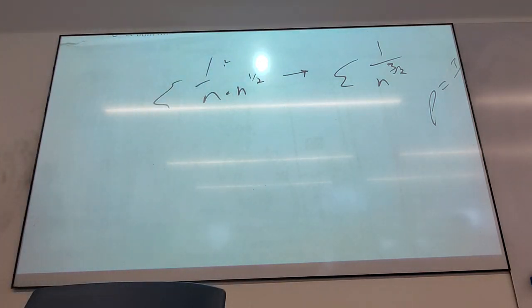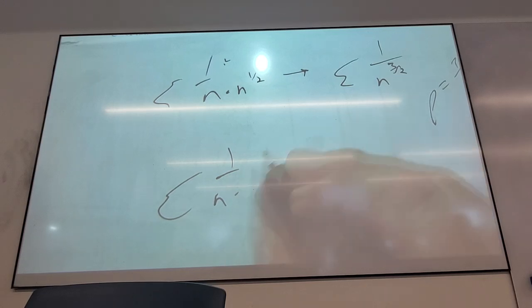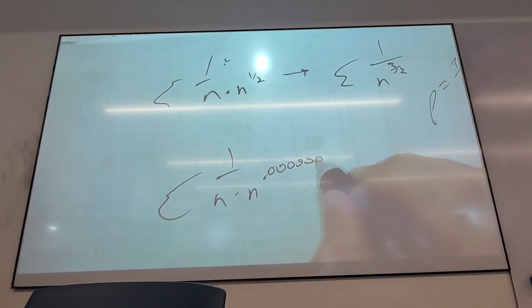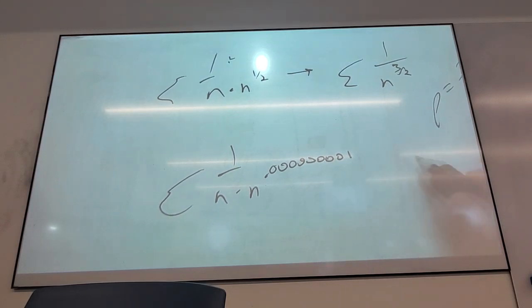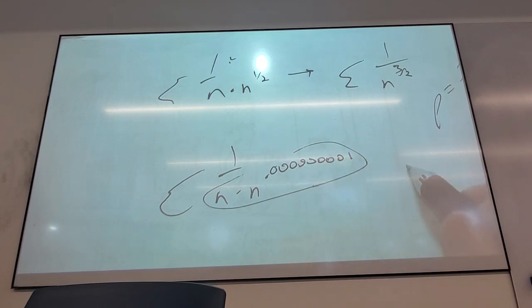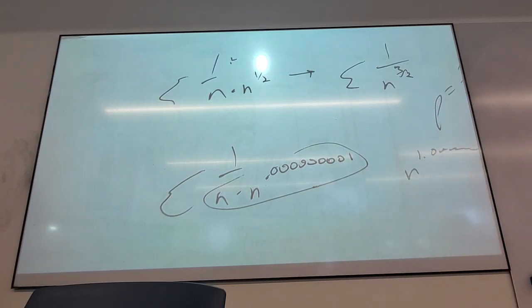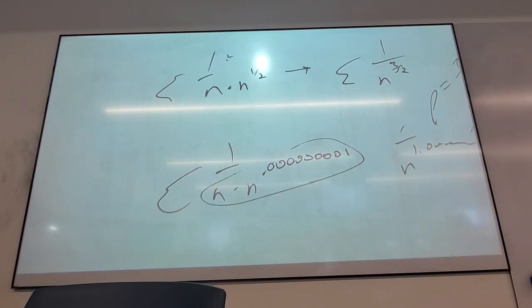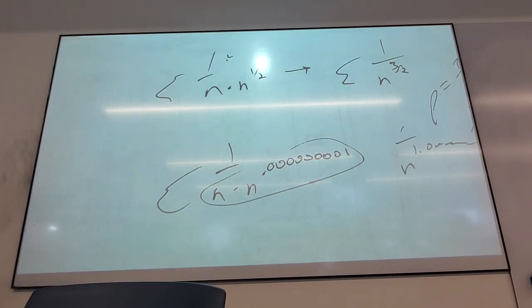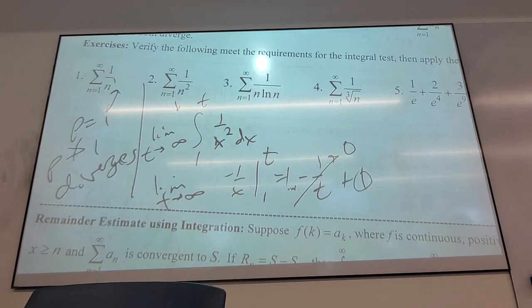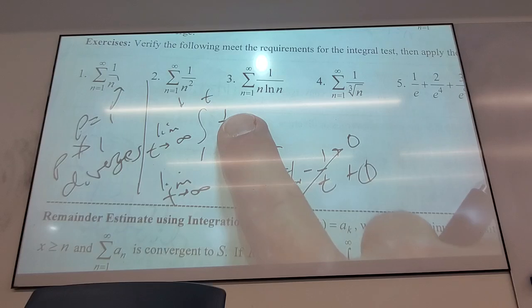So if I multiply 1 over n, if I multiply the bottom by n to the 0.000000001, when I put these together, I get n to the 1.000000001, yes? And then p will be bigger than 1, it'll converge, yes? So, you guys with me? Good, this is good. I like it, thank you. You made my day.